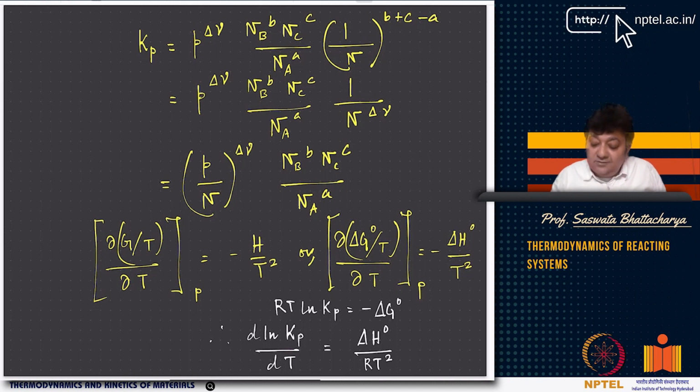Now if you look at the Gibbs-Helmholtz relation, del (G by T) by del T at constant P is basically minus H by T square. I am using it for delta G0, so instead of G, I am using delta G0. Then what I get is delta H0. So RT ln Kp is minus delta G0. So basically you get this very useful relation, which is called d ln Kp by dT equals delta H0 by RT square.